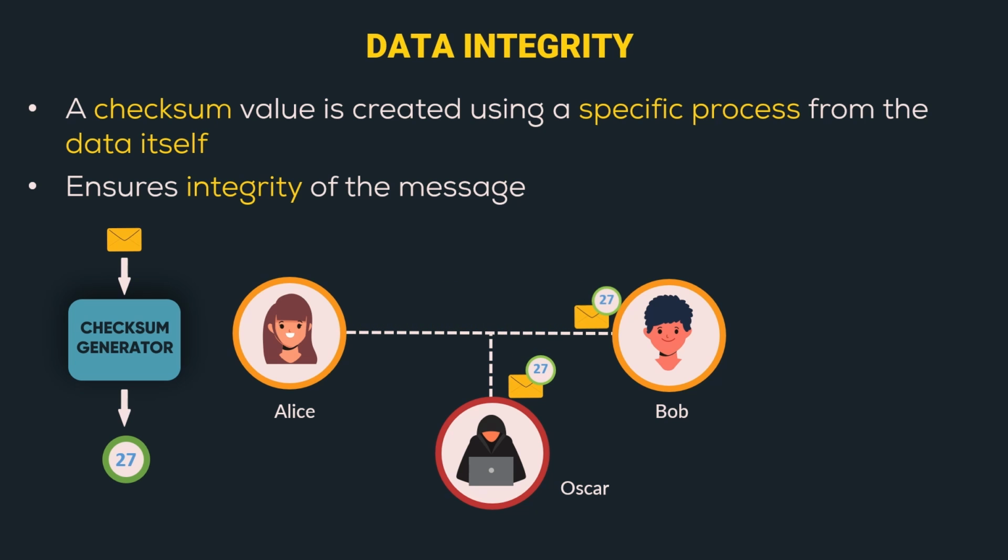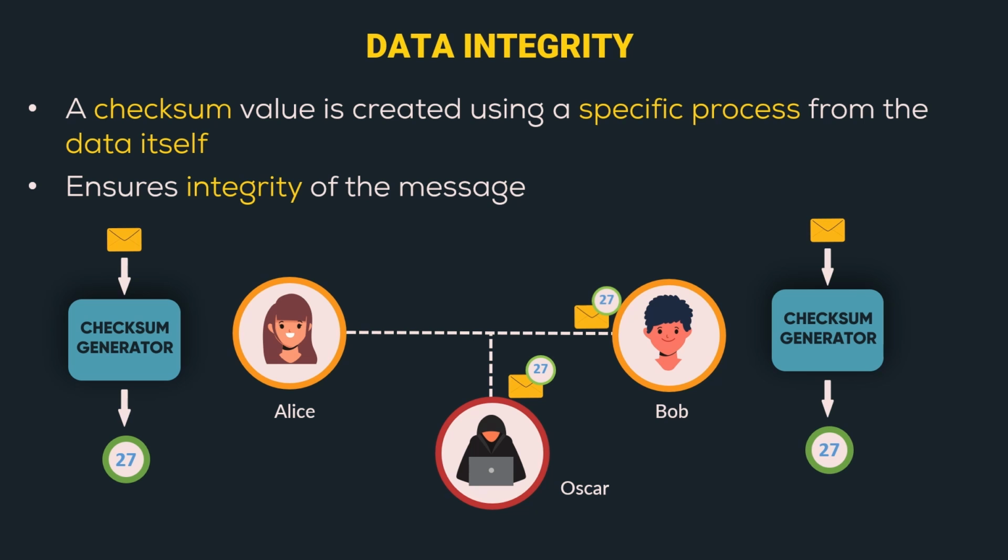As we know, since Oscar is on the line, he also gets a copy. Now Bob uses the same checksum generator and generates the checksum value with the message that he has received. As you can see, both the checksum values are the same, that is 27, which implies that the data is not modified and verified using the checksum value.